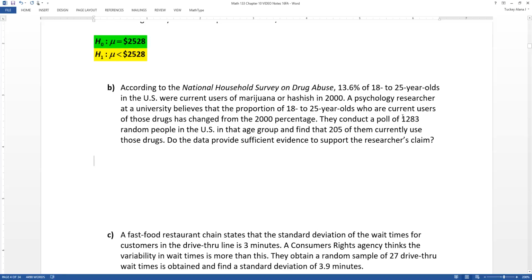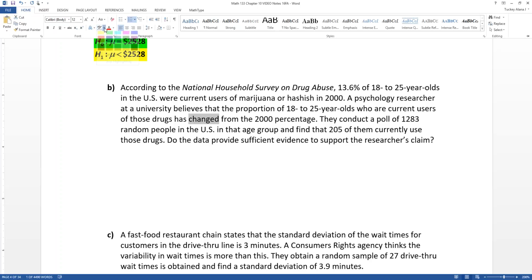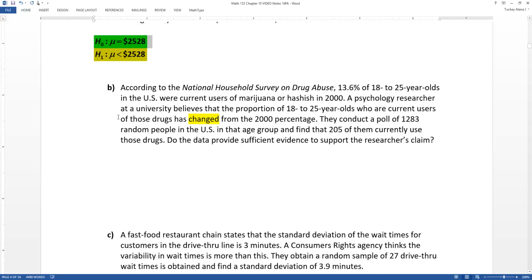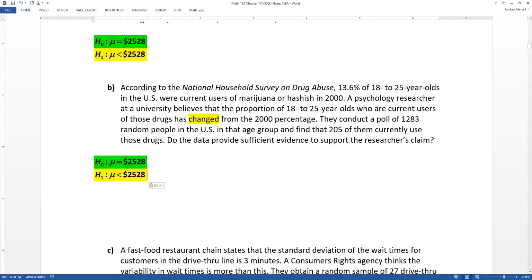We assume that the old values are true unless we can prove them otherwise, right? And a key word in all of this is the word change. That word is giving you your alternative hypotheses, which I will continue to mark in yellow. So that means that they're talking about having an alternative hypothesis that just has a not equal to sign.